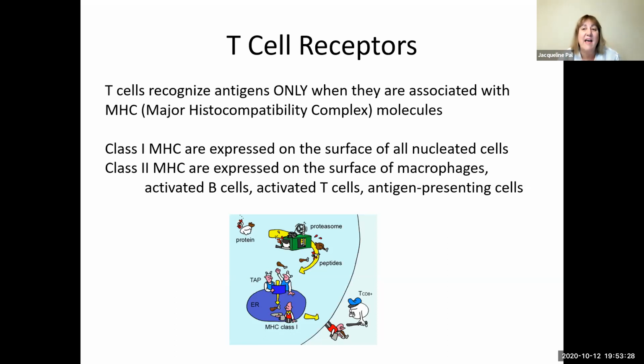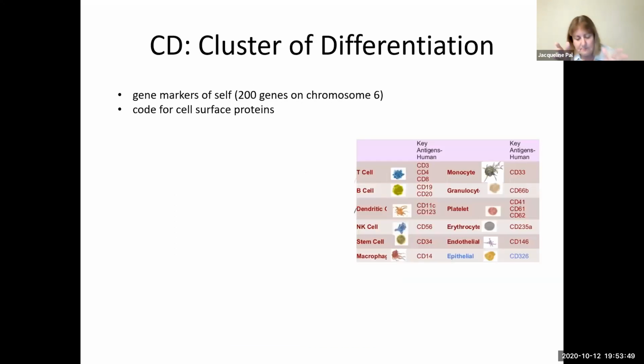If it is not bound to this class 2 MHC, the T cell will go, antigen? What antigen? I don't see it. Do you see anything? Did you see SARS-CoV-2? No, I don't see it. It's just a bad rumor. It's going away with the heat of summer, I guess. All right, so that's MHC.